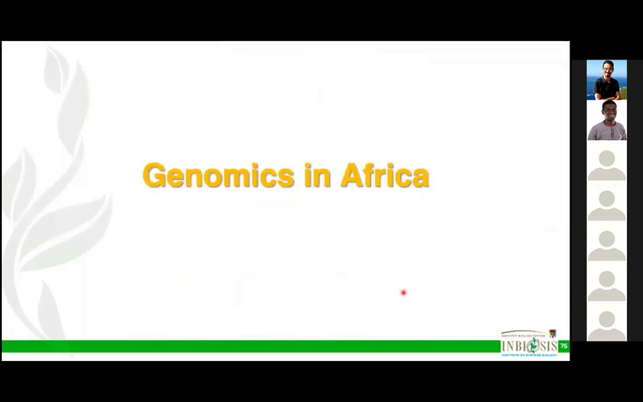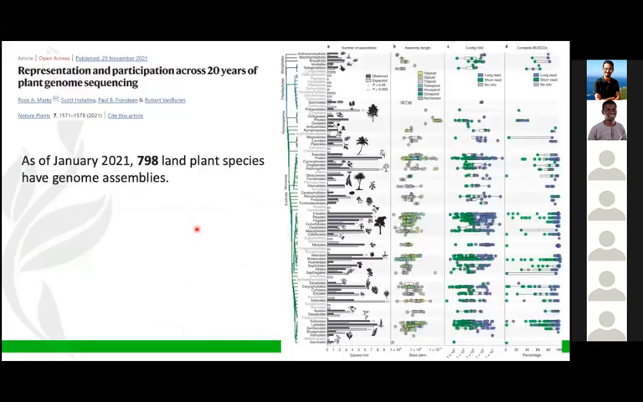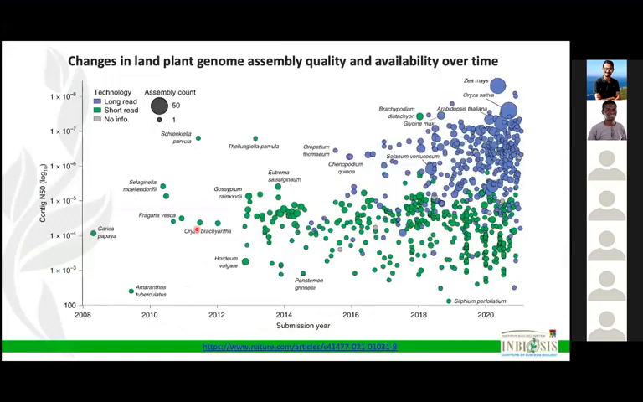So let's come to the Africa context. We see in general, the sequencing all goes towards the third generation. The first generation genomes are all of lower quality, with lower contiguity of N50 and also smaller genome size. And from this review of the past 20 years, there are almost 800 plant species now with genomes.